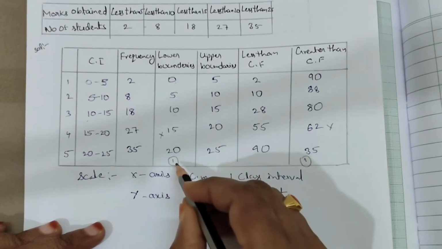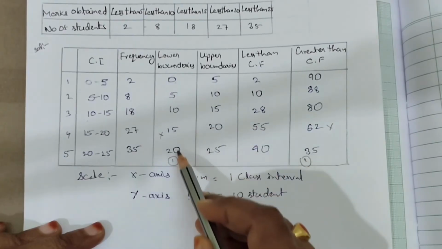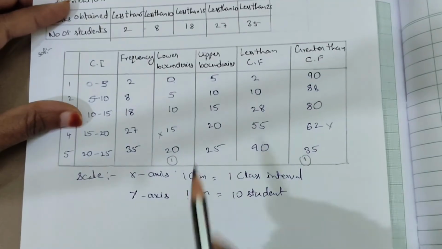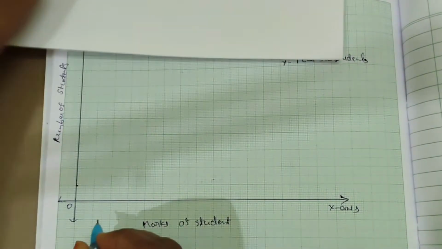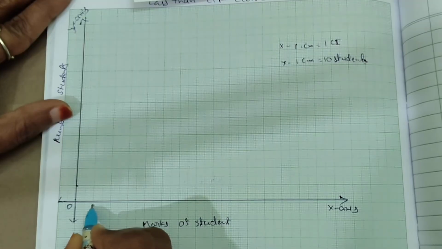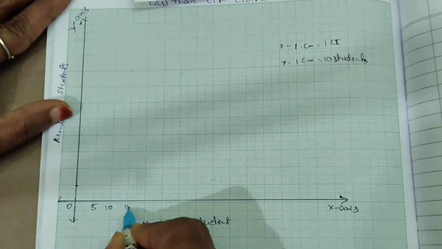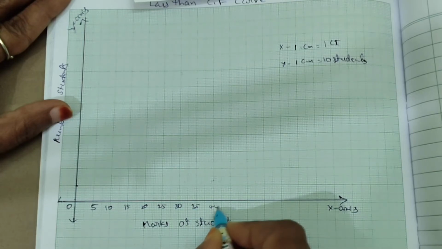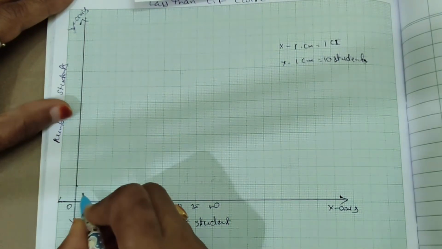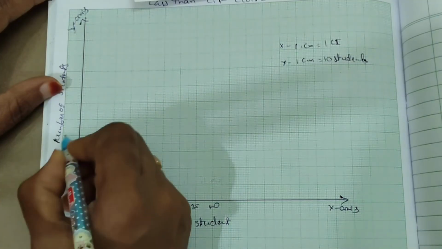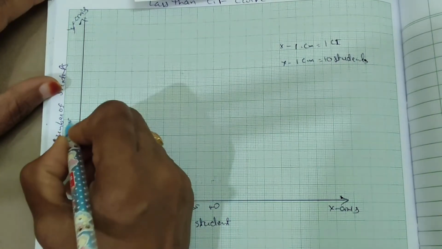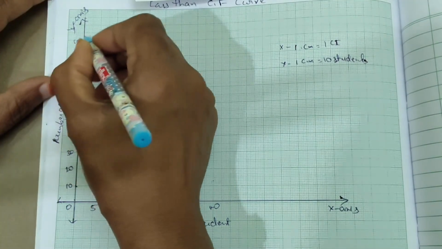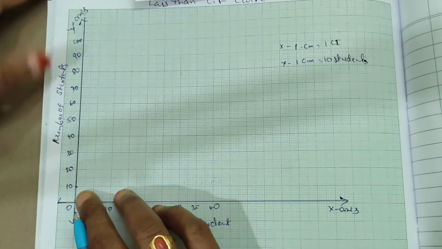Now on the x-axis we write 0, 5, 10, 15, 20, 25, 30, 35, 40. So this is the x-axis scale. Next we write 10, 20, 30, 40, 50, 60, 70, 80, 90, 100. These are on the y-axis. Now we identify the points.